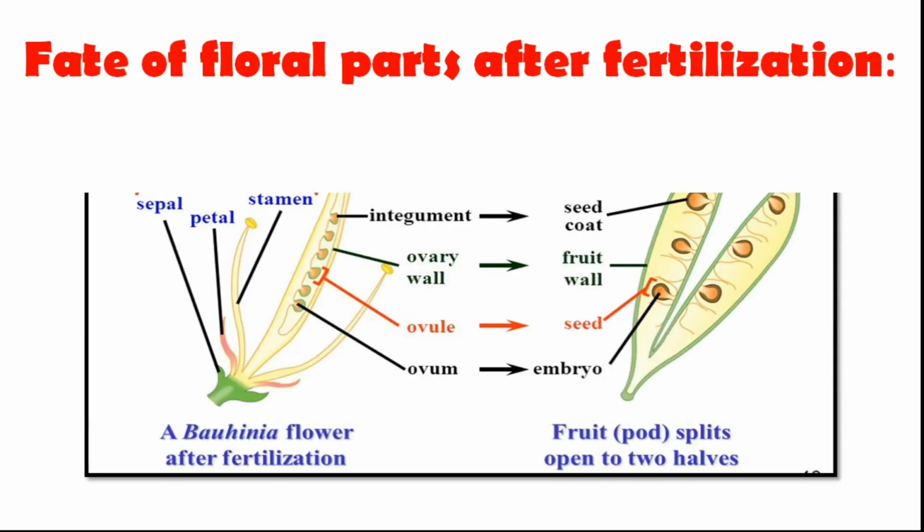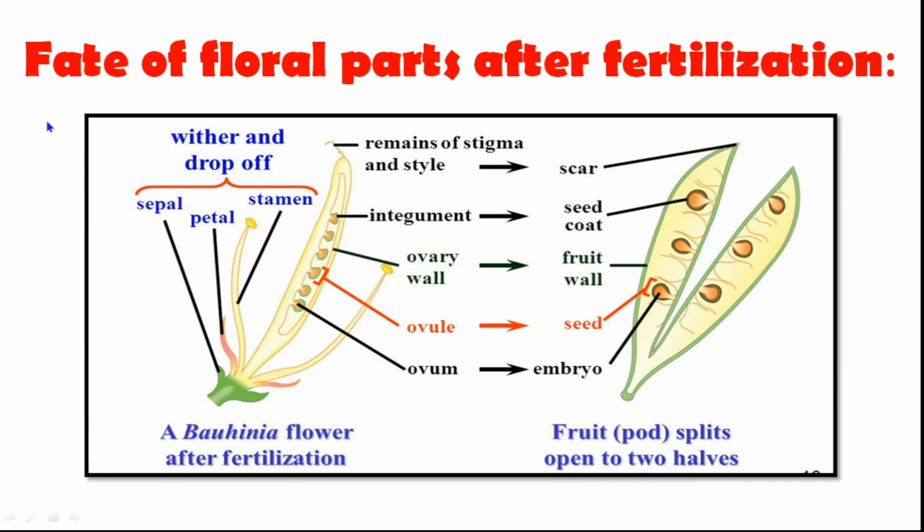Fate of floral parts after fertilization. What happens to the floral parts after fertilization? The sepal, petal, stamen, all these wither and drop off. The remains of the stigma and style remain as the scar of the fruit. The integument becomes the seed coat. The ovary wall becomes the fruit wall.